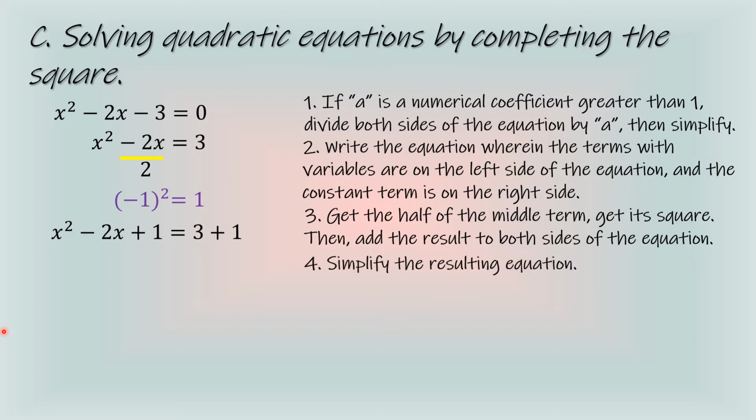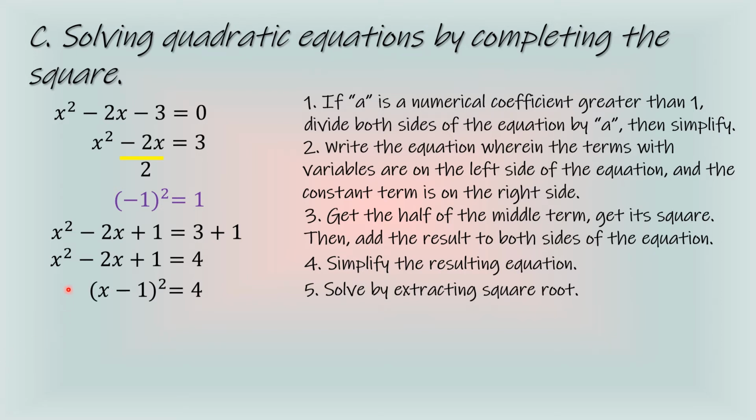Next, fourth step is to simplify the resulting equation. Kapag sinabing simplify, isosolve lang natin yung nandito. So, x squared minus 2x plus 1 is equal to 4. 3 plus 1 is 4. So, ito na dapat yung kalalabasan ng ating equation. Next, solve by extracting square root. So, kailangan nating i-extract yung square root ng given quadratic equation na ito.